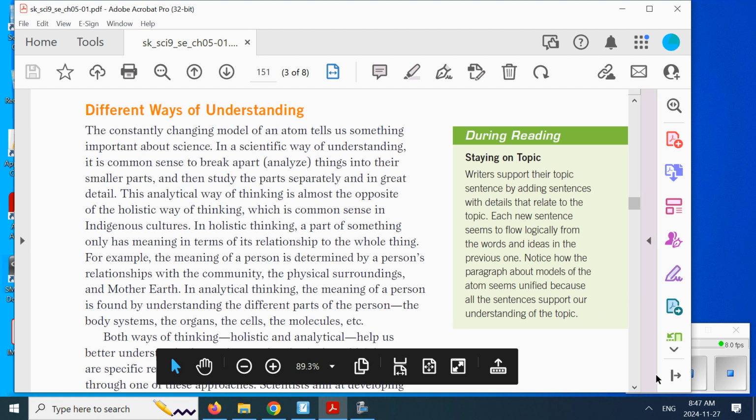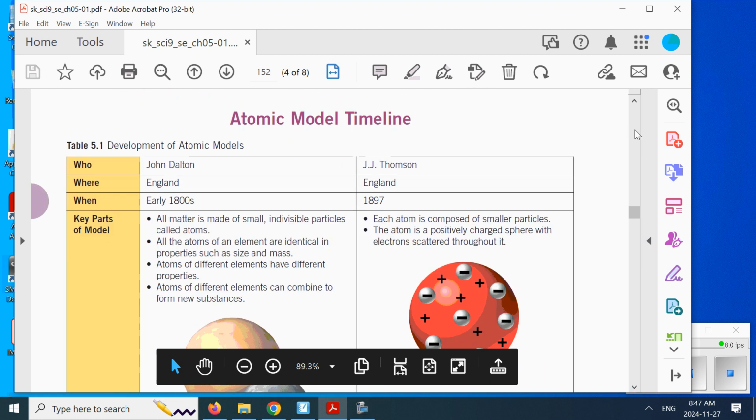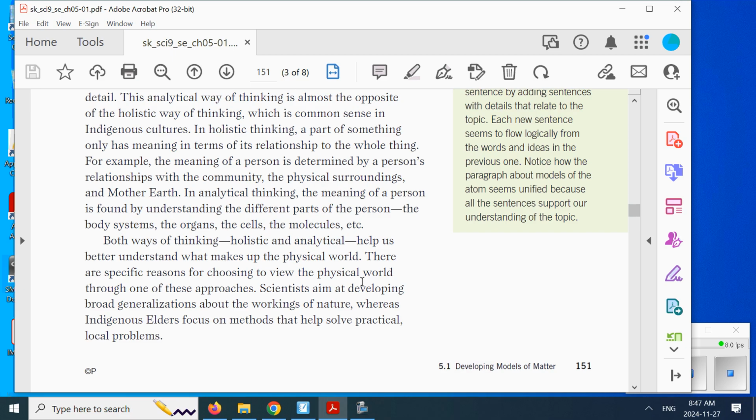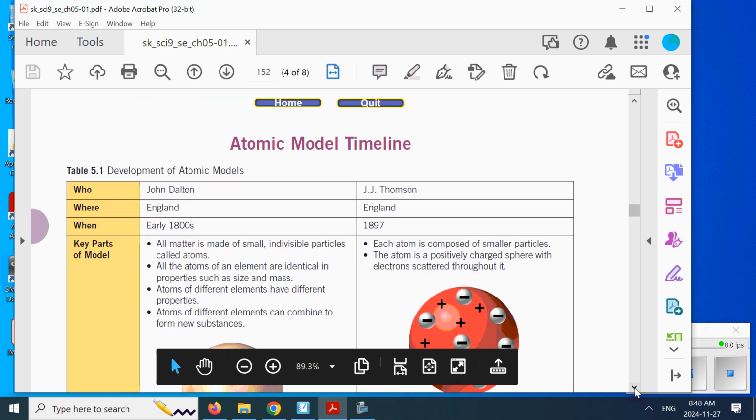In holistic thinking, a part of something only has meaning in terms of relationships to the whole thing. Both ways of thinking, holistic and analytical, help us understand what makes up the physical world. There's specific reasons for choosing to view the physical world through one of these approaches. Scientists aim at developing broad generalizations about the workings of nature, whereas indigenous elders focus on methods to help us solve practical and local problems. So it just depends on what you need.